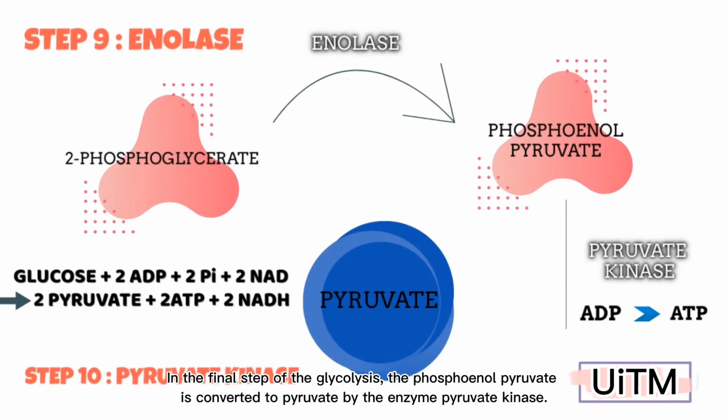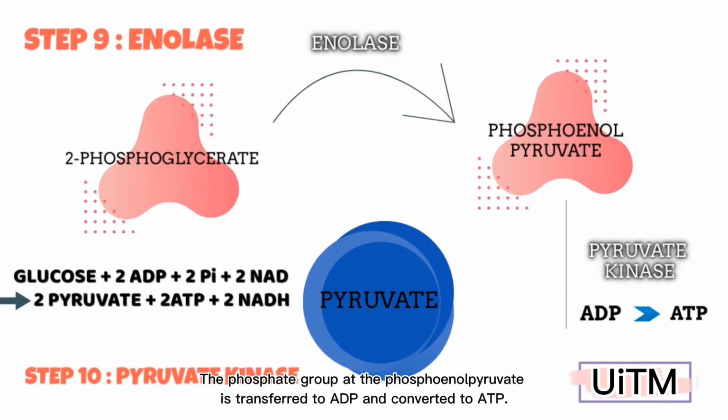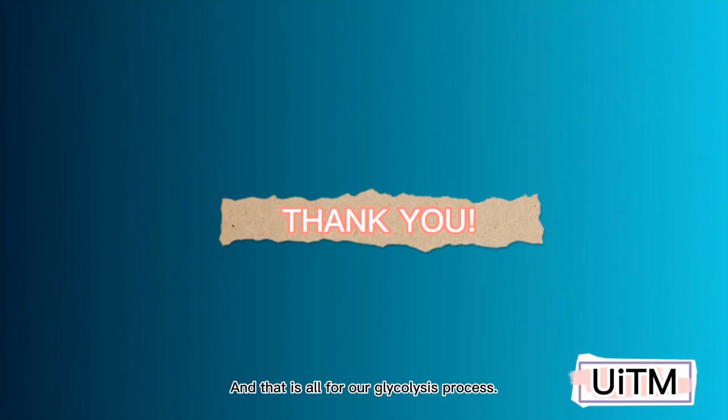In the final step of glycolysis, the phosphoenolpyruvate is converted to pyruvate by the enzyme pyruvate kinase. The phosphate group at the phosphoenolpyruvate is transferred to ADP and converted to ATP. And that is all for our glycolysis process.